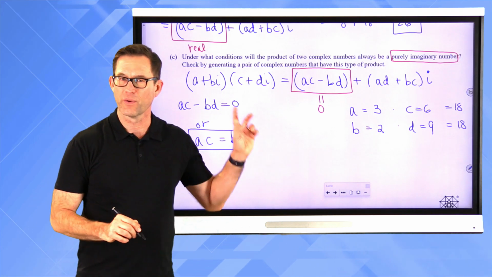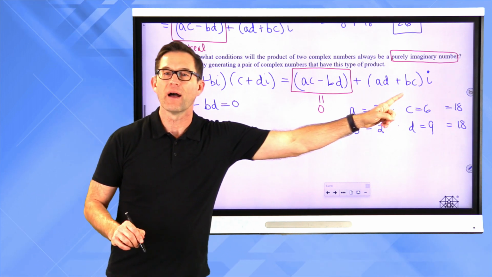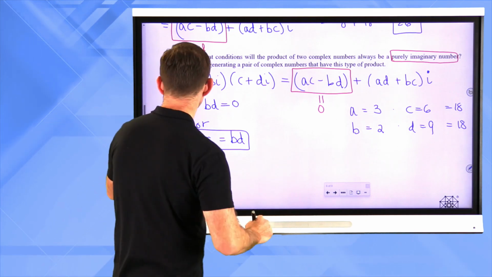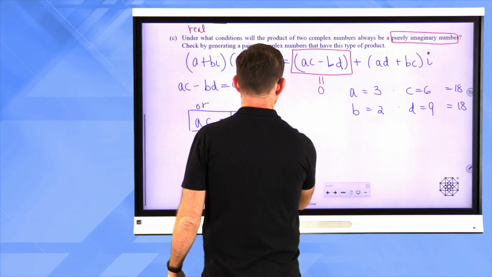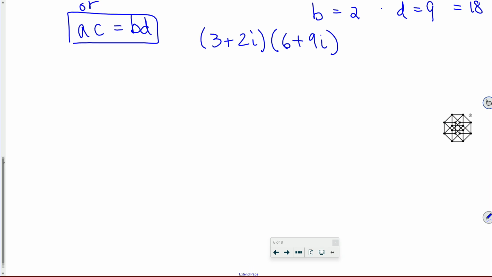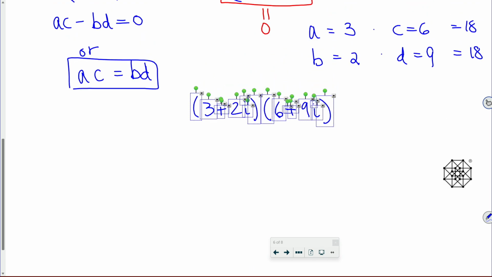Let's say if we go up here and we do 3 plus 2i times 6 plus 9i, let's see if we get a purely imaginary product. All right, so 3 plus 2i times 6 plus 9i. Let me extend the page a little bit. And again, there's probably easier ways to do it. Let me bring this down a little bit.